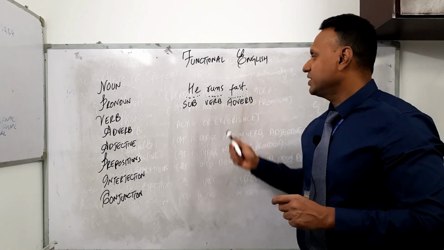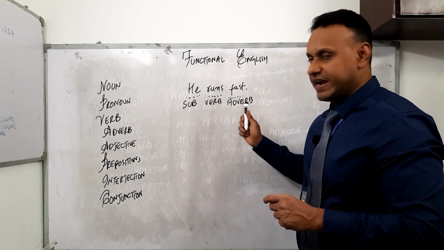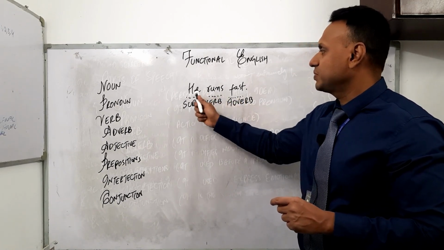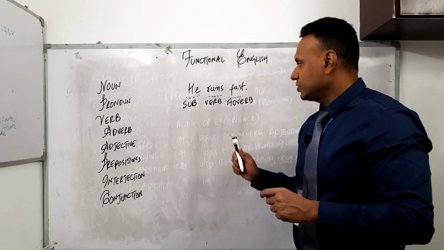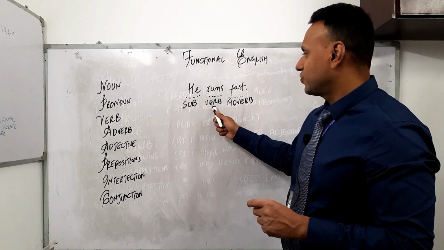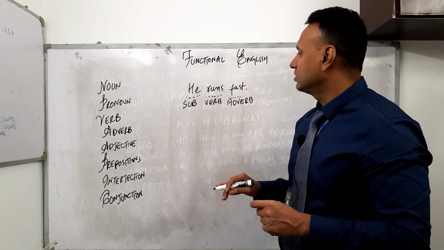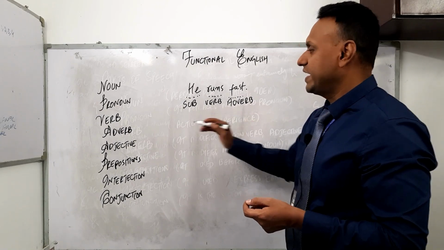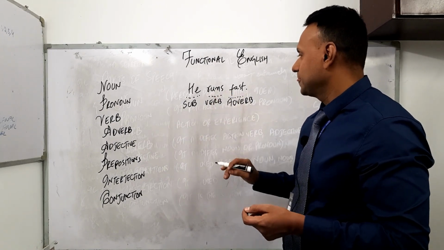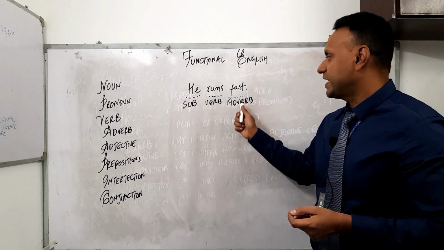If this word is modifying the verb, then it is an adverb. If this word is explaining the characteristics of the subject, then it is an adjective. So in this sentence, this is the verb where the action or experience is taking place. The action is about running. So the adverb is modifying the verb here, and that is why it is called an adverb. So fast will be an adverb in this sentence.